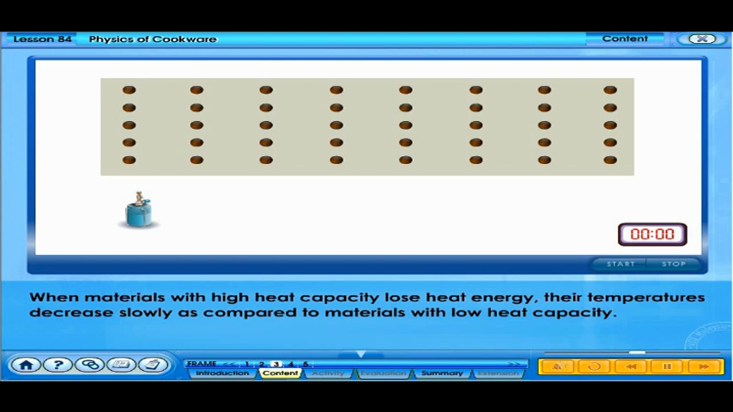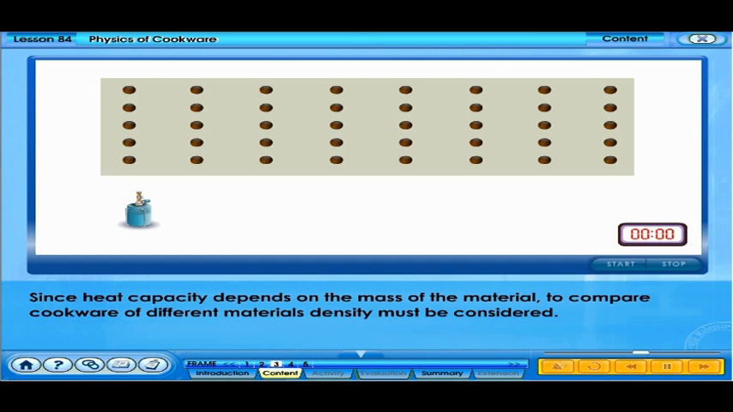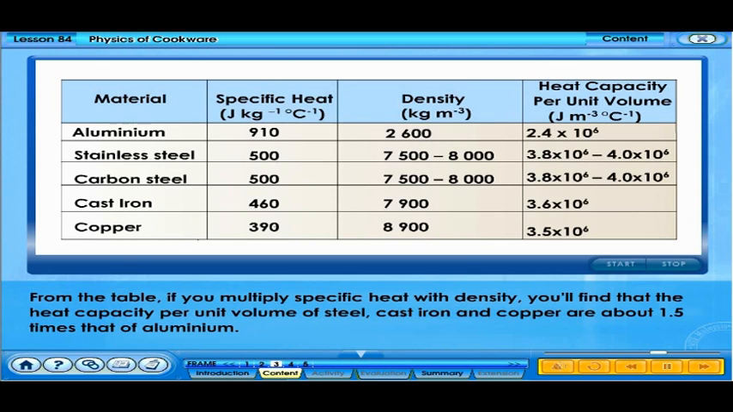Since heat capacity depends on the mass of the material, to compare cookware of different materials, density must be considered. From the table, if you supply specific heat with density, you'll find that the heat capacity per unit volume of steel, cast iron and copper are about 1.5 times that of aluminium.